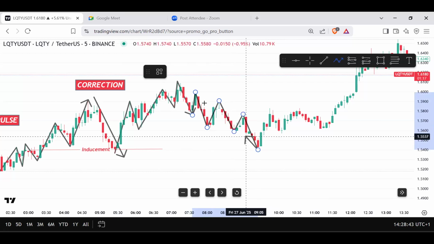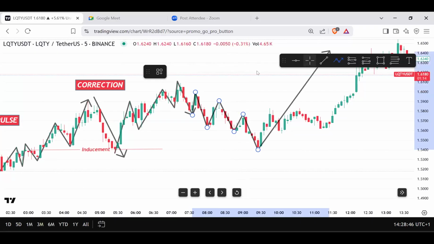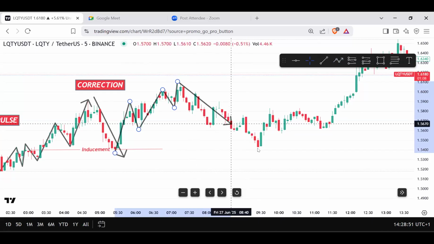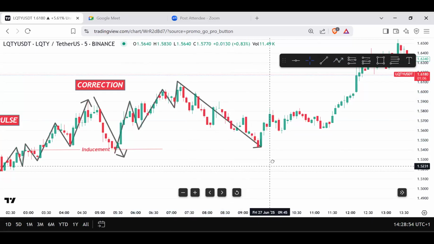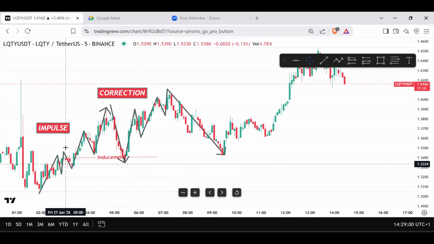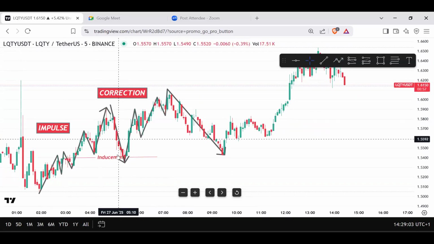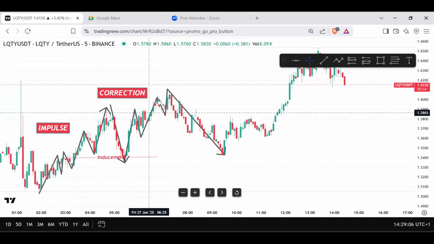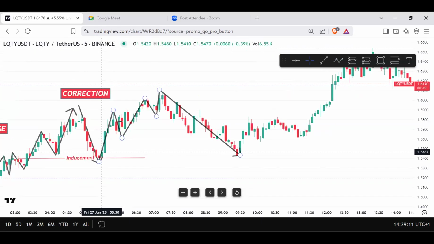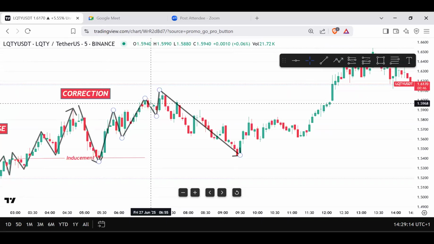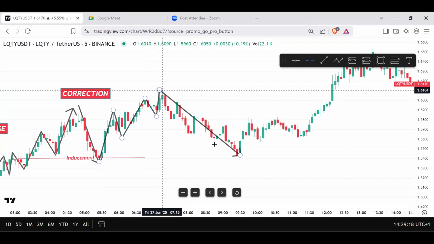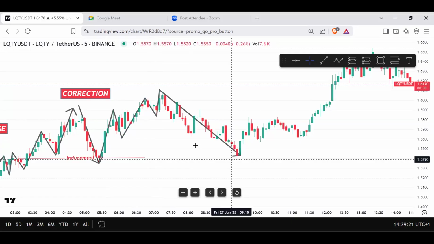But we don't need to mark it up like that. You can just draw it as a single line, like this. So you can see this was the first impulse and correction. This is the second impulse right here. Then the correction happened again. After that, again, the correction happened.